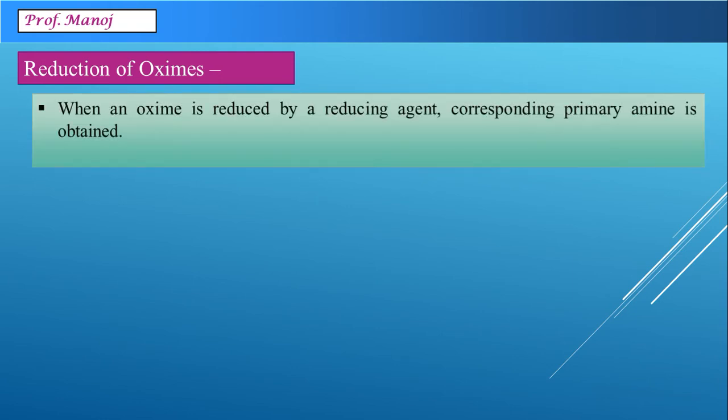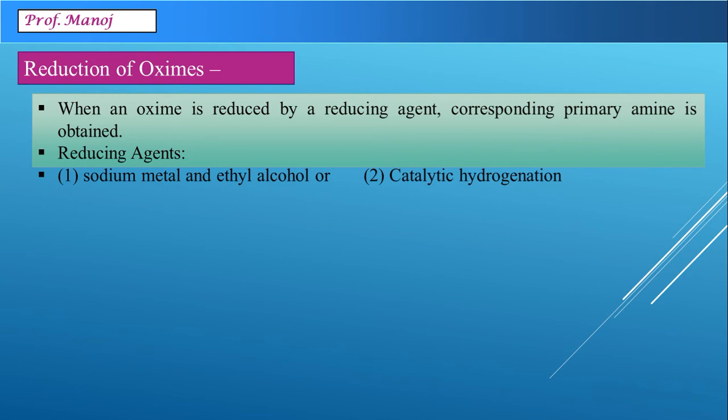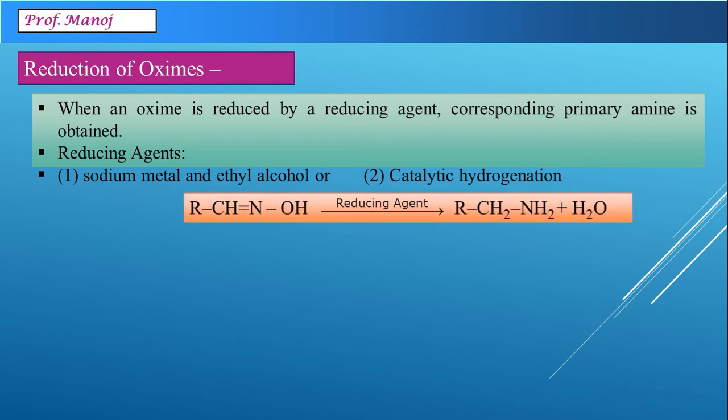When an oxime is reduced by a reducing agent, corresponding primary amine is obtained. Reducing agents are usually sodium metal, ethanol, or catalytic hydrogenation process. Let us see example here. This is an aldoxime I am taking, which on reducing agent usage becomes primary amine.